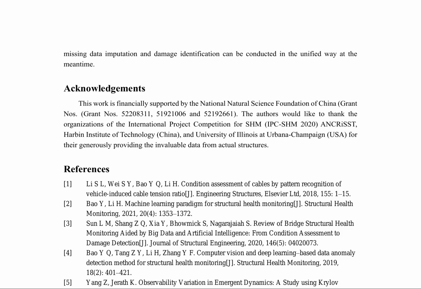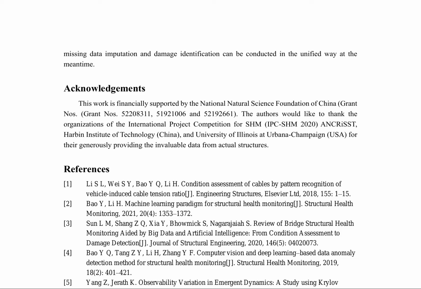The authors acknowledge the financial support from the National Natural Science Foundation of China and express gratitude to the organizations of the International Project Competition for SHM, IPC-SHM 2020, for providing invaluable data from actual structures.